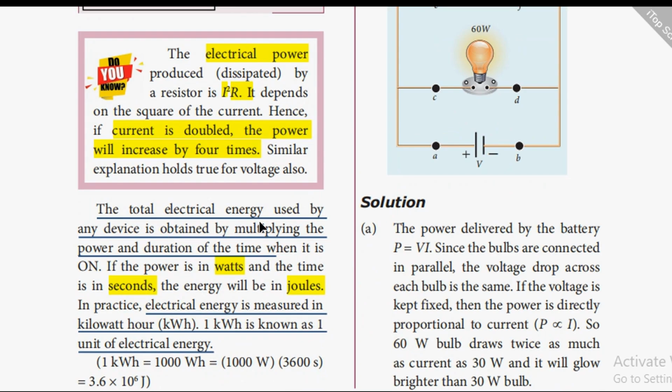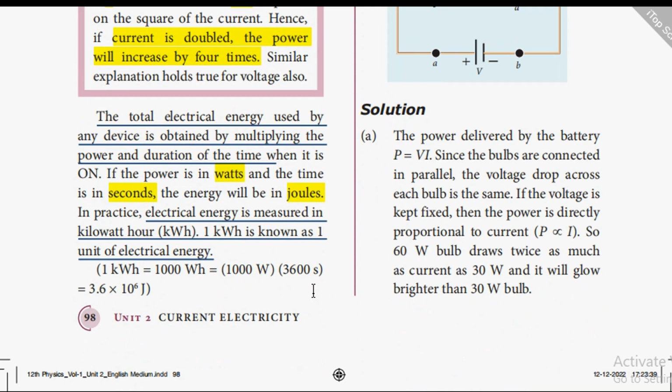The total electrical energy used by any device is obtained by multiplying the power and the duration of time for which it is on. If the power is in watts and the time is in seconds, the energy will be in joules. In practice, electrical energy is measured in kilowatt hour, and 1 kilowatt hour is known as 1 unit of electrical energy. 1 kilowatt hour is equal to 1000 watt hour, that is 1000 watts times 3600 seconds, which is 3.6 times 10 power 6 joules.